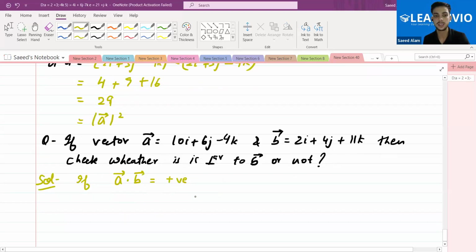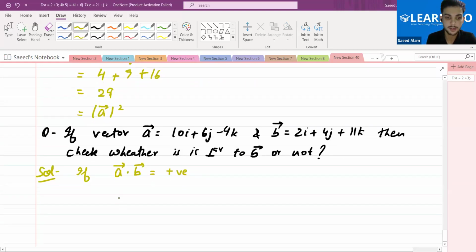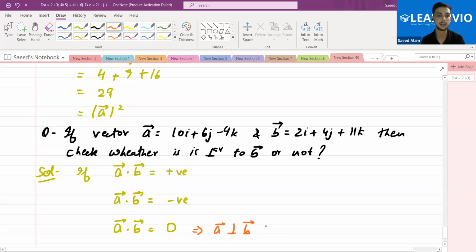Three things can happen: A dot B can be positive, A dot B can be negative, or A dot B can be 0. So if A dot B is 0, what does this imply? This implies that A is perpendicular to B, or vice versa, B is perpendicular to A. What does A dot B being positive imply?